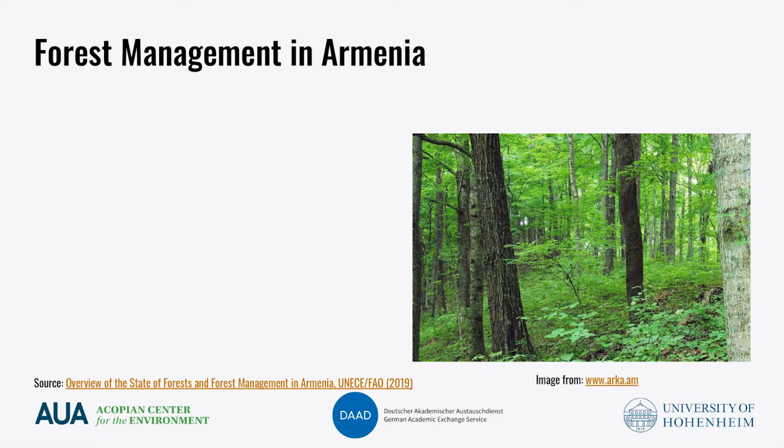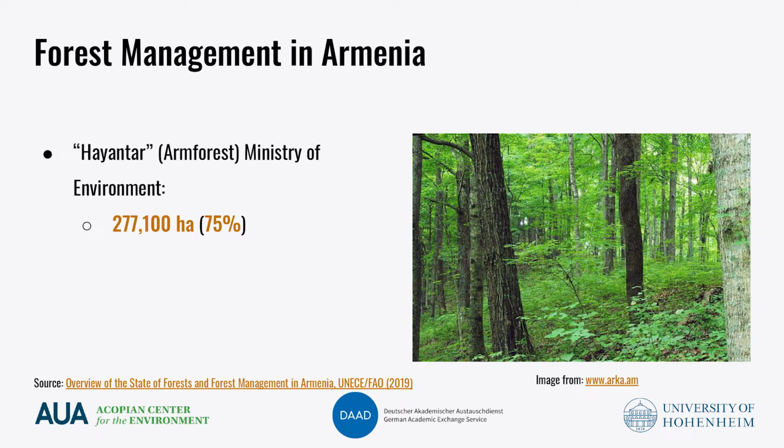The majority of forest lands in Armenia are under the management of Hayantar, also known as Armforest. Hayantar manages an area of around 342,000 hectares, of which 277,000 hectares is covered by forests. This is approximately 75% of forests in Armenia. 55,000 hectares, or 25% of forests in Armenia, fall under protected areas.